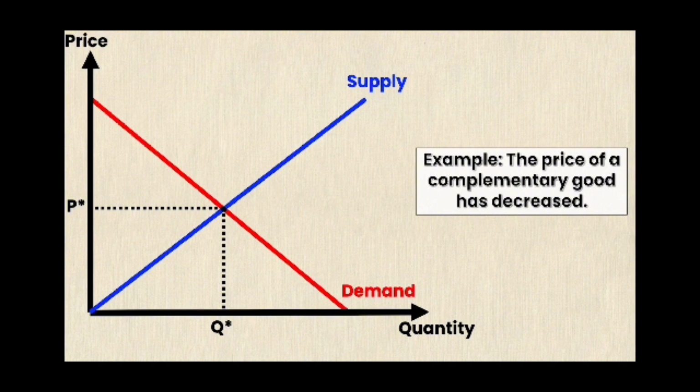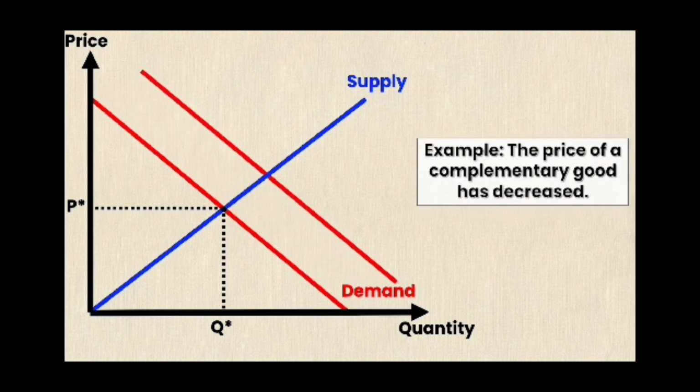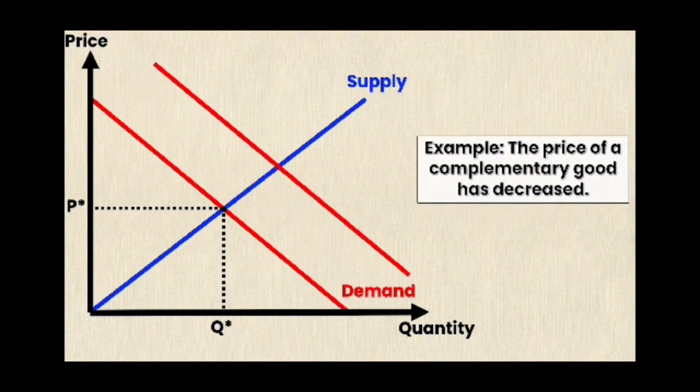And if you need an example, think about peanut butter and jelly. Imagine you consume these together all of the time. Well, if the price of peanut butter goes down, then you will demand more jelly. So this will shift the demand curve to the right, as you can see here. We would denote this by demand prime, and this just tells us that this is the new demand curve.